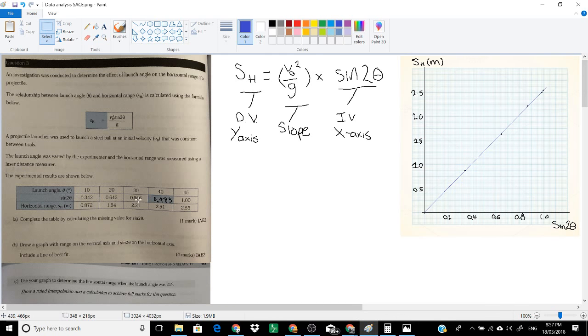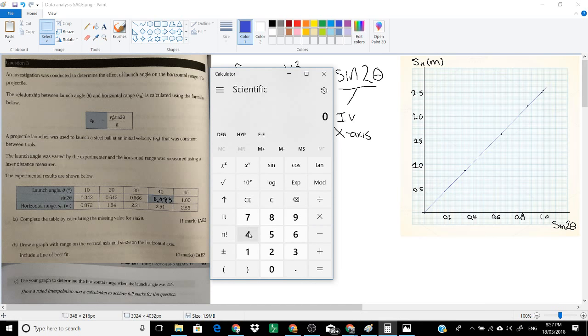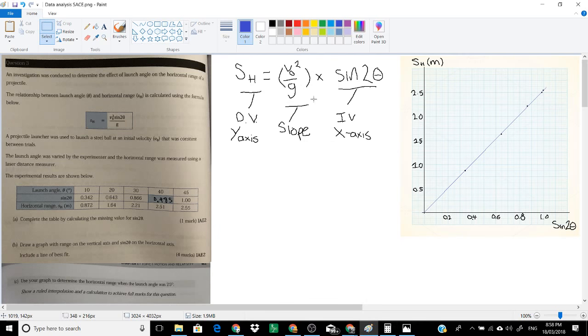So we have to process it, and the first question asks us to complete the table by calculating the missing value for sine 2 theta. If you're not sure, all I did was put it into the calculator. I just went 40, times by 2, and then took the sine of that, and there you go. So that's the value. I rounded it to 3 significant figures, sticking with the pattern that we see here.